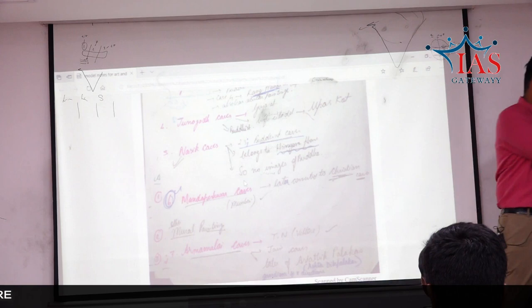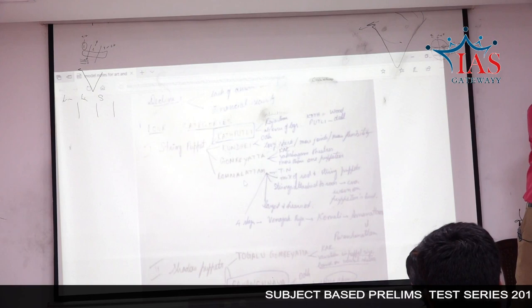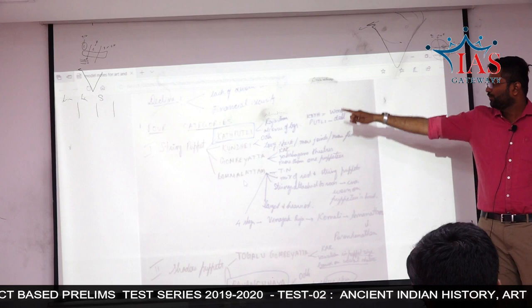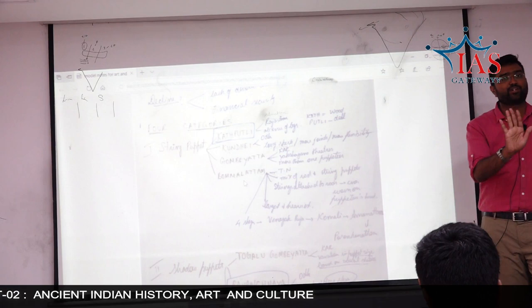So in puppetry, there are 4 patterns: string puppetry, glove puppetry, rod puppetry, all these things are there. String puppet, there are 3, so basically 2 lines for each. You should make it so that on one page your puppetry is over, and on one page your theater form is over. You start making it now only.